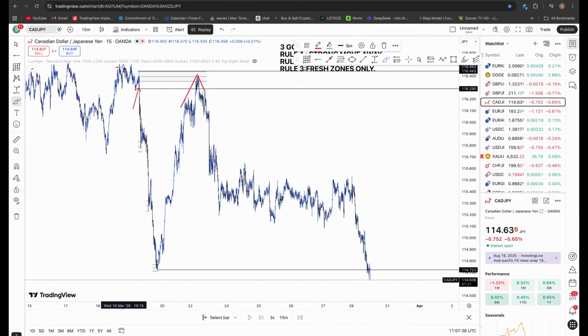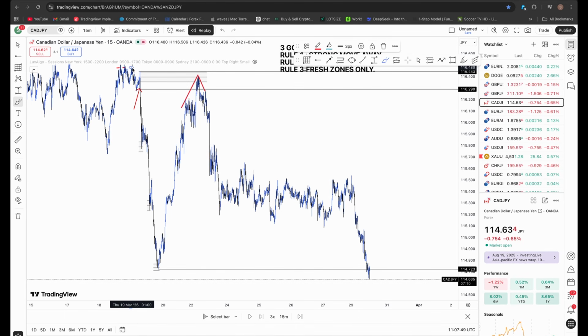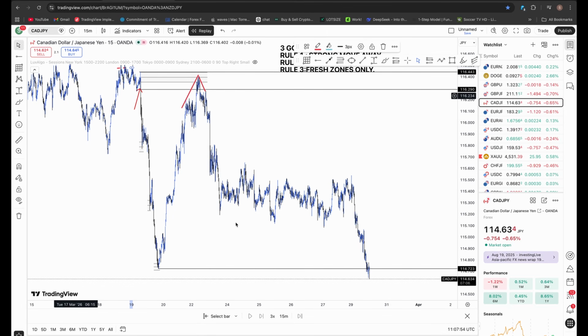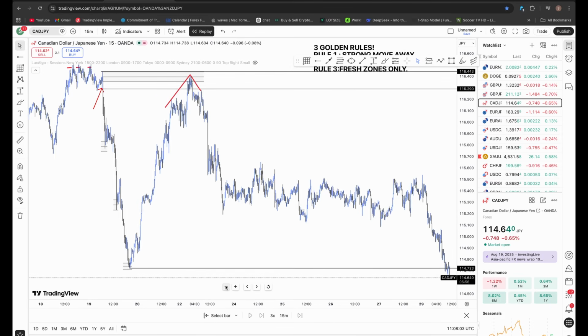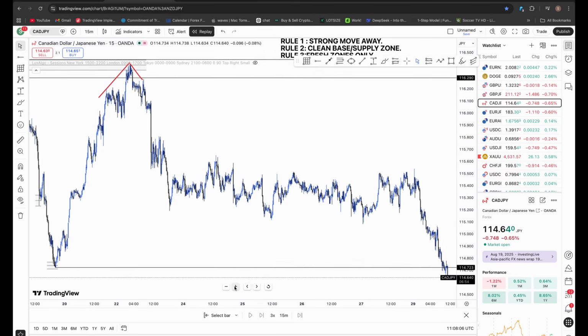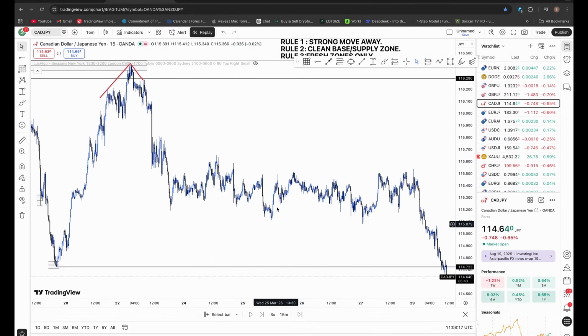If we get another pullback, it is no longer a fresh zone, right? If you get another pullback, although it can play out, it is no longer a fresh zone, right? That's something you need to keep at the back of your head, right? Once price hits into a zone multiple times, that base area weakens, right? So all those orders are absorbed. That base area weakens. So to make sure that you mark valid zones, you want to look for strong moves away, a clean base supply zone, and fresh zones only, right?